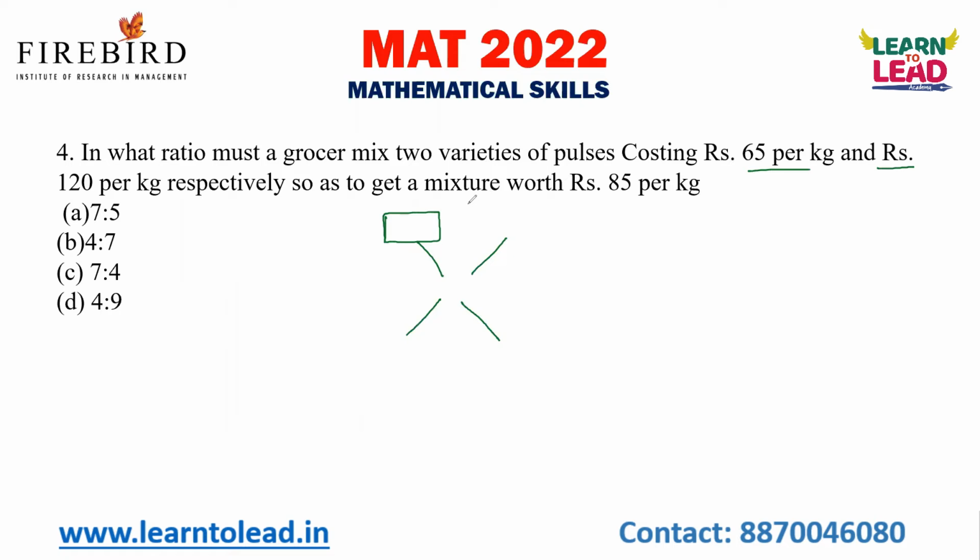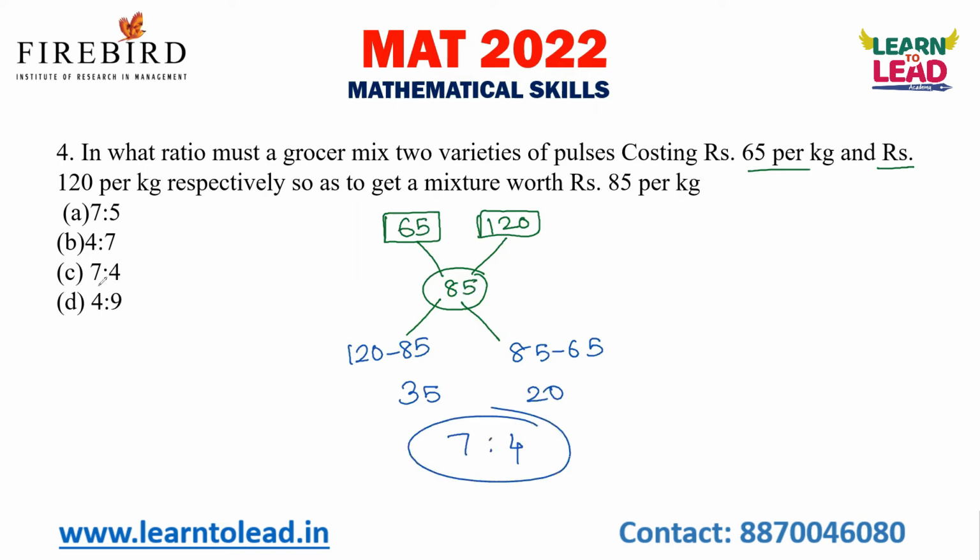Here you're going to mix two varieties. So the first lowest variety is 65, write it here. And another variety is 120, write it on the topmost right corner. And the mixture worth, you should write it at the center. The mixture value, always you should write it at the center, 85. And here the value comes to be 120 minus 85, and here 85 minus 65. So 120 minus 85 is nothing but 35, and here it is 20. So 7:4 is the answer. Okay, what is the answer? 7:4.